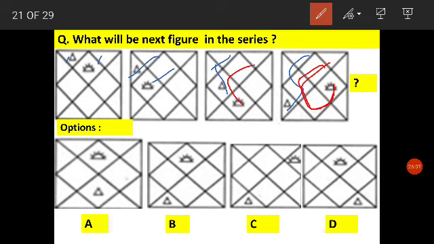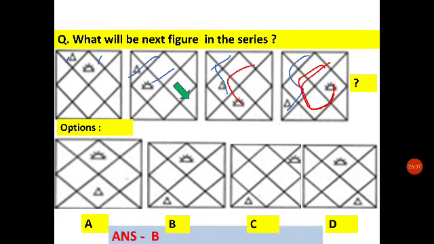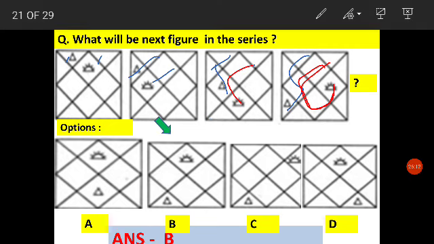So the answer is B, because in the next movement the sun will go back to this position and the triangle, which is coming like this, will come to this position and this position. This is what you actually find here.